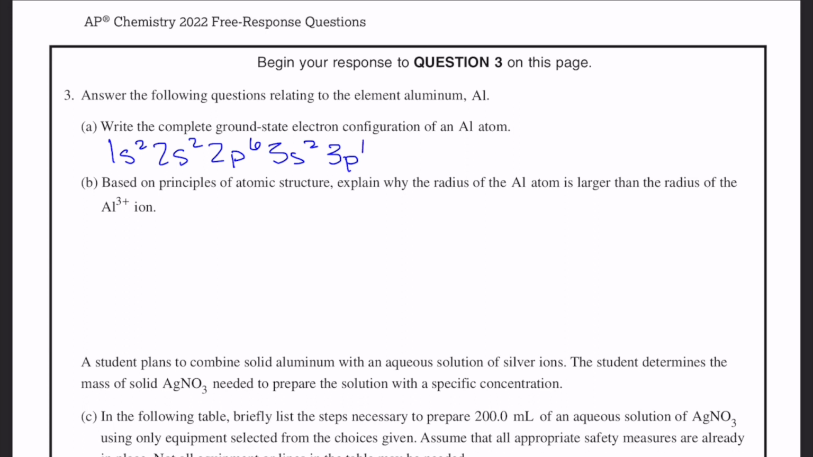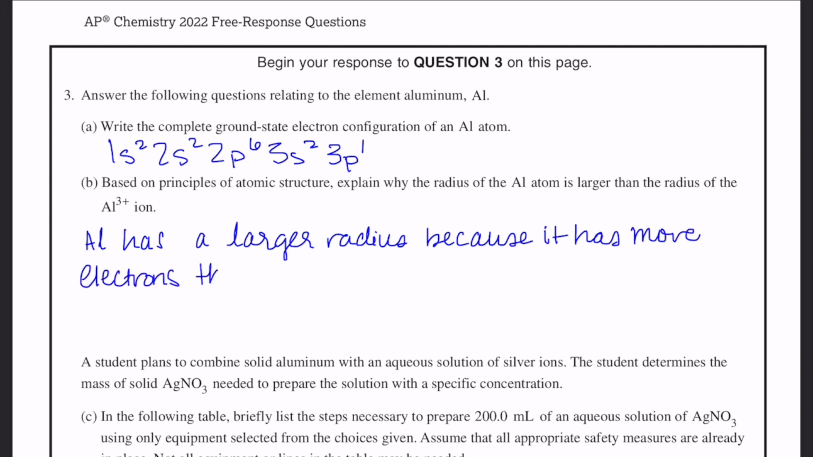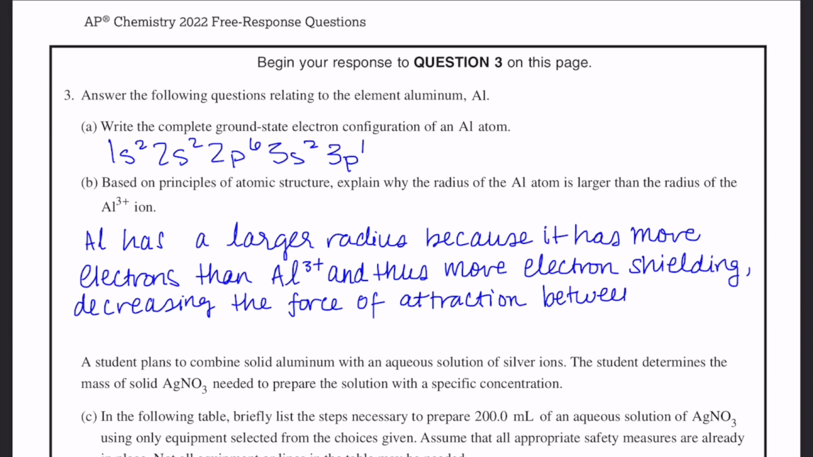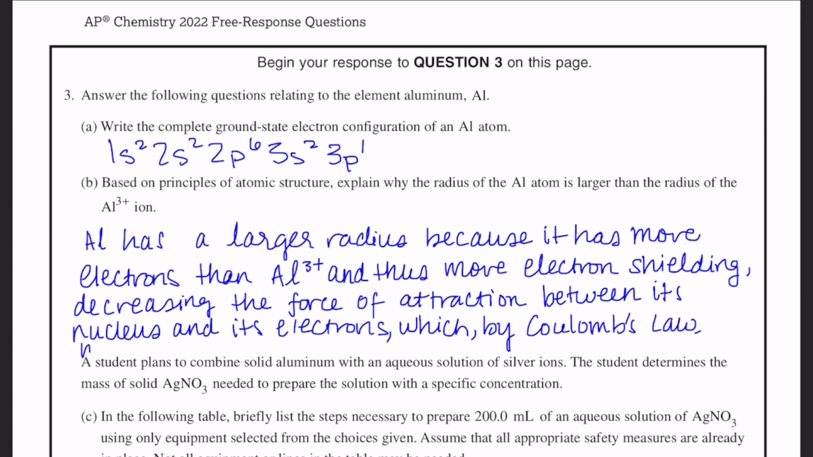For the next question, we're talking about why the radius of aluminum is larger than its +3 cation. So considering that the cation has lost electrons, the aluminum atom has more electrons in it, and that increases the electron shielding, which in turn decreases the attraction between the protons in the nucleus and the electrons for the aluminum atom. And by Coulomb's law, that means the radius, as in the distance, is going to be larger for aluminum.